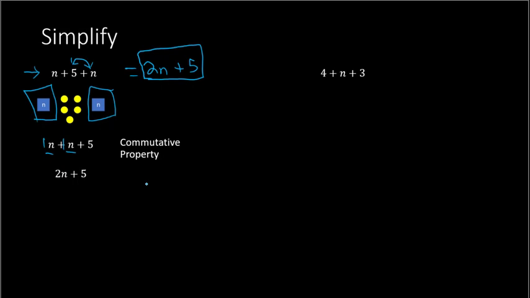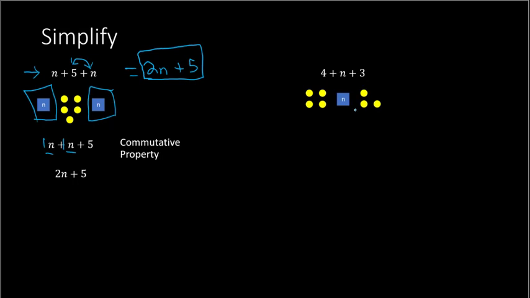Here's another example. We have 4 plus n plus 3. So again, as we're first learning this, we're going to show you a picture to help you kind of visualize what's happening. So think again of the numbers as circles and the variable as a square. So for 4, we have 4 circles. The n, we would have 1 square. And then for the 3, we would have 3 circles.